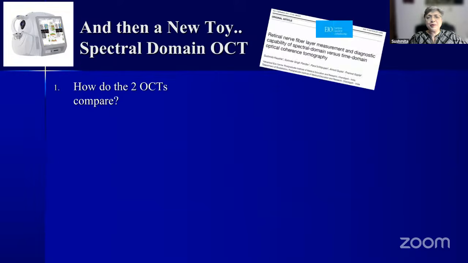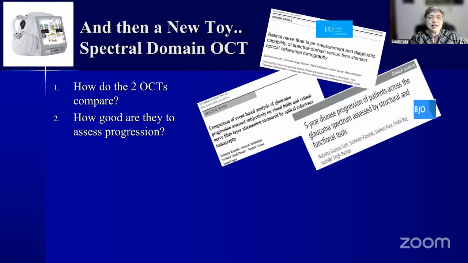So then, of course, when the spectral domain OCT came, we had to see how they compare, and they don't compare well at all. So there's no way that you can follow up a patient who has had baselines done on the Stratus. Of course, now that's redundant because Stratus hasn't been around for the last 10, 15 years at least. But at that time, we had both, and there were a lot of questions of whether you should use spectral domain or the time domain. But anyway, that's a little redundant now. And then we looked at progression of both of them.